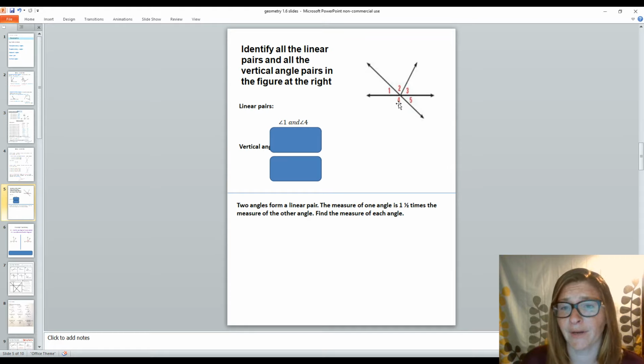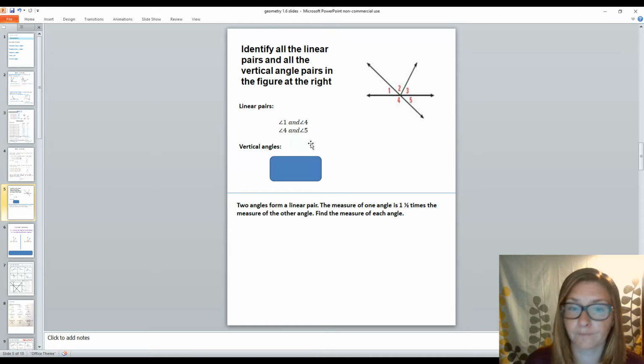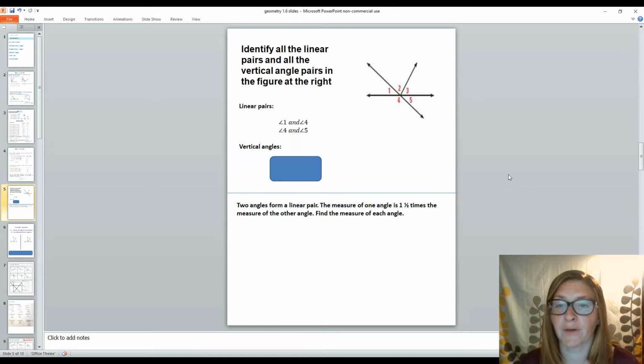Now I want to find a different pair. So I'm going to go to 4. We already said 4 and 1, so I'm not going to write that. That's a repeat. But what about 4 and 5? If I cover my paper at the top part and I only look at 4 and 5, you can see that 4 and 5 are a linear pair. Those are my only two linear pairs in this diagram using two angles.